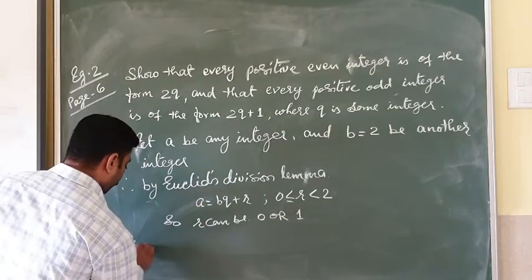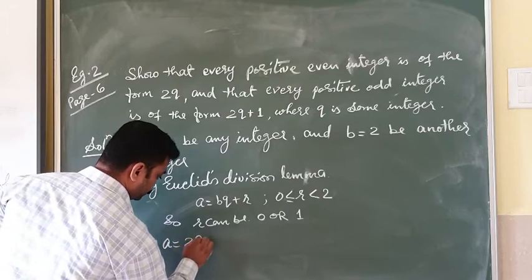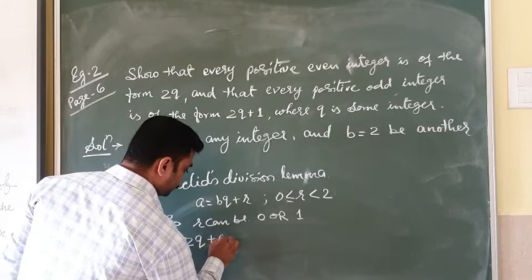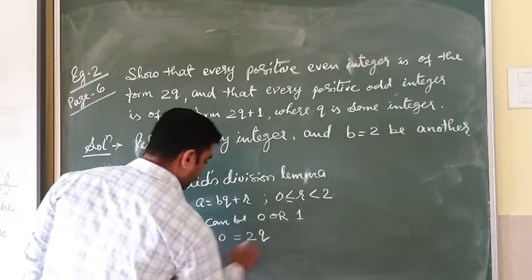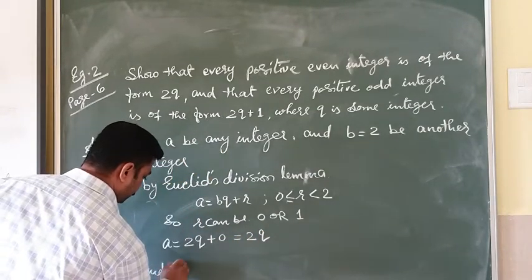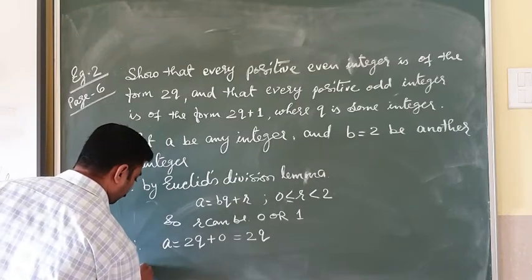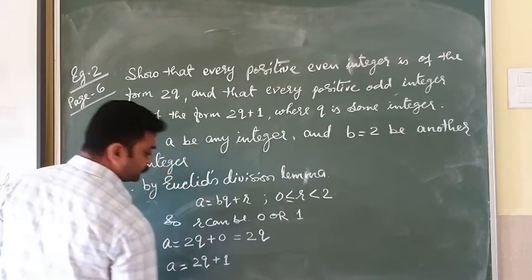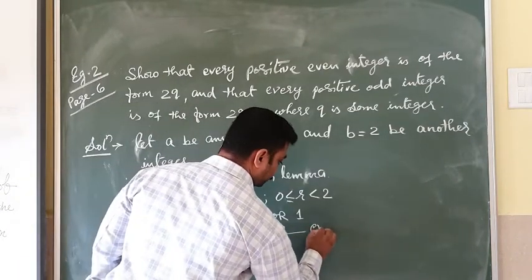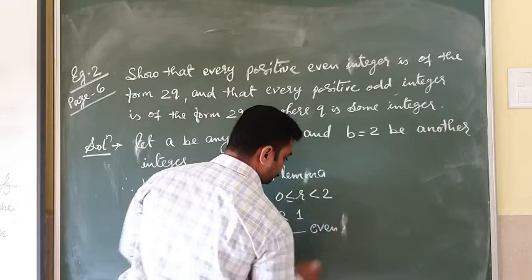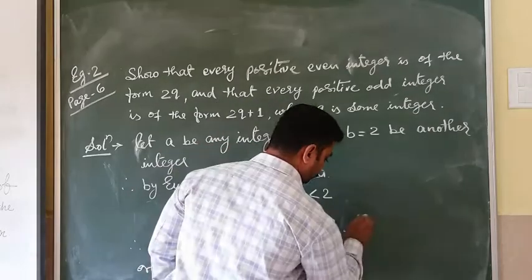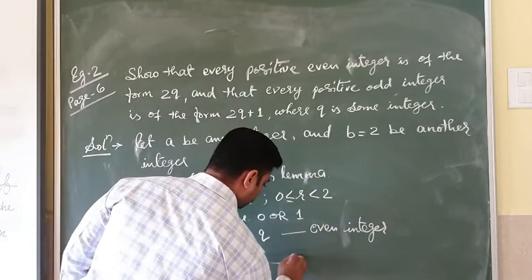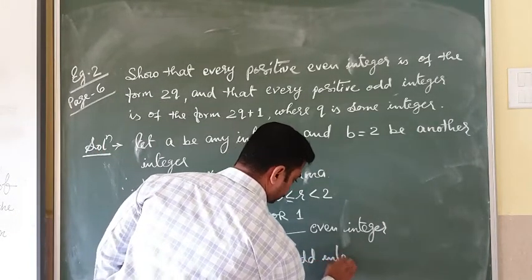Now, therefore, a is equal to 2q plus 0, or 2q, or a is equal to 2q plus 1. So this is an even integer, and this is an odd integer.